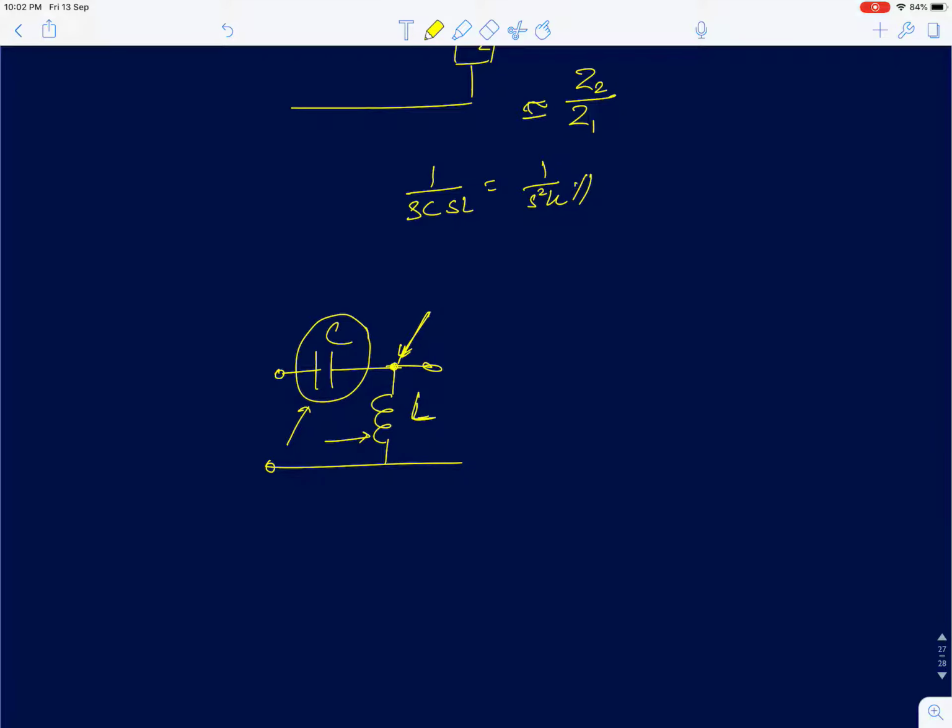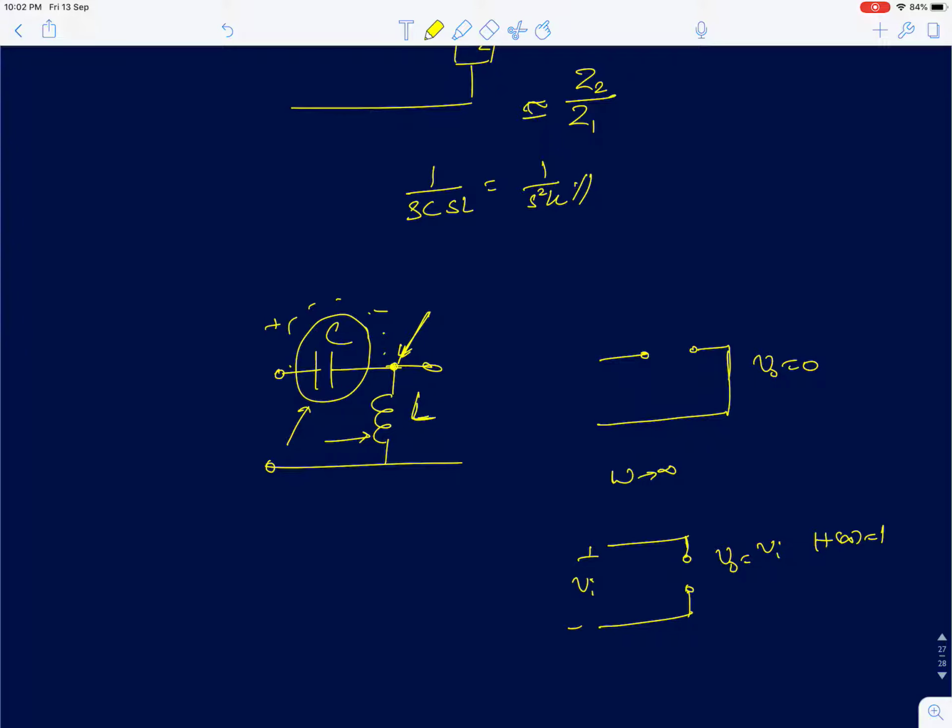So, all I'm saying is, to find the DC gain: the capacitor is in series with the input, so all the input in the steady state will fall across the capacitor, therefore DC gain is 0. At very high frequencies the capacitance will behave like a short circuit. We can just draw the circuit for DC and high frequencies. At DC, the capacitor is an open circuit, the inductor is a short circuit, so the output is 0. At very high frequencies, when omega is infinity, the capacitor will act like a short circuit, the inductor will act like an open circuit. So VI will be equal to V0, and H infinity equals 1.